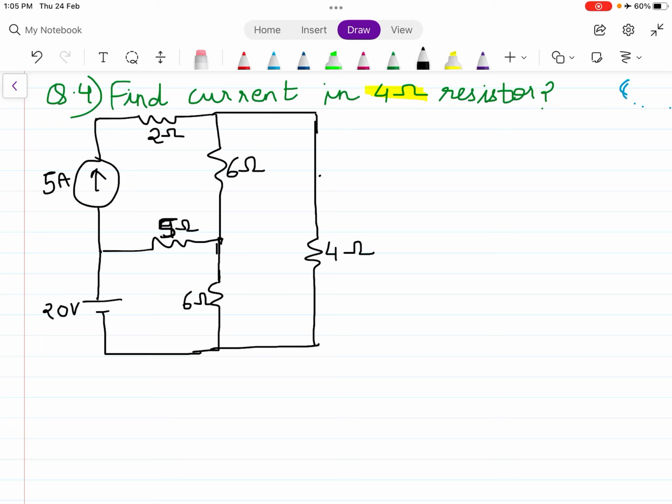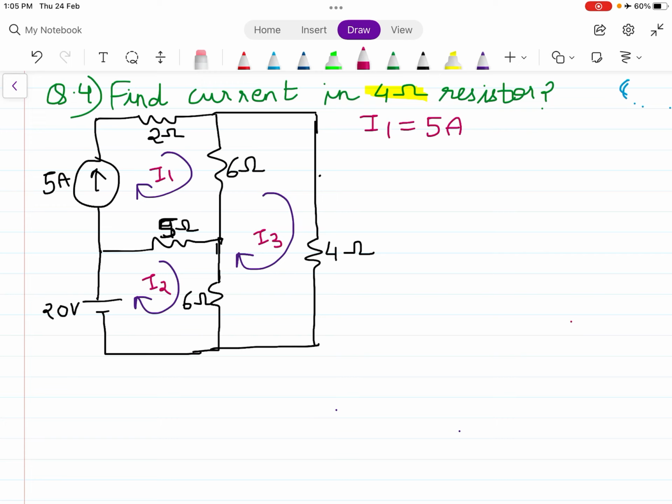This is 4 ohms. So first, assume the direction of current in the clockwise. So see, this is clockwise, clockwise, clockwise. Name the assumed currents as I1, I2 and I3. So first, I1 equal to 5 ampere is already given, because this 5 ampere is only and only in mesh number 1. So current in mesh 1, that is I1, is 5 ampere.